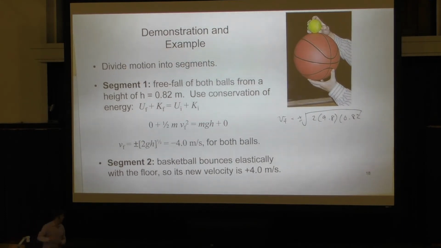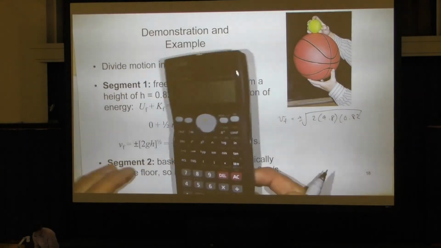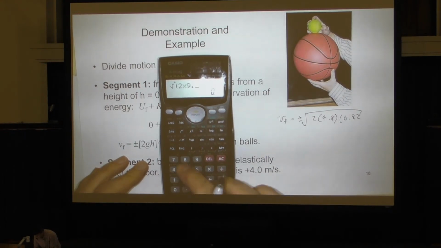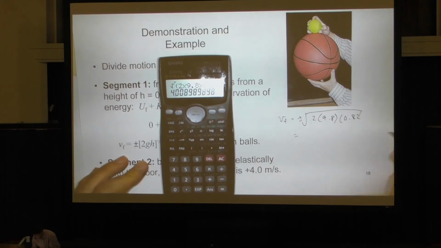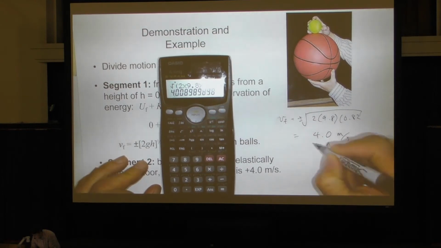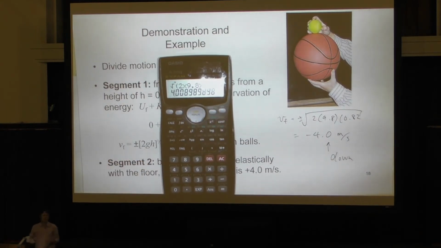Let's do the square root of 2 times 9.8 times 0.82. So just before it hits the ground, I'm going to say it's going 4.0 meters per second, and it's going to be down. You kind of know that, right? So even conservation of energy tells you the speed, and then your own mind tells you that the whole thing's going down, right? So it's the negative.